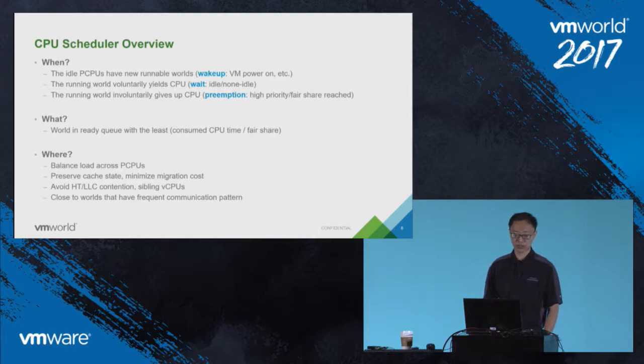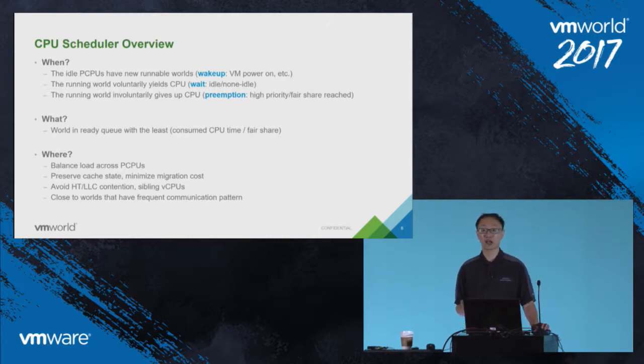The third consideration is about reducing contention. Contention can come from hardware, such as hyperthread contention, which we'll talk about in a minute, or last level cache contention. It can also come from the same VM when you have multiple vCPUs. For example, we want to spread the vCPUs across different physical cores as much as possible rather than keep every single vCPU from one single VM on the same core. That's less efficient.